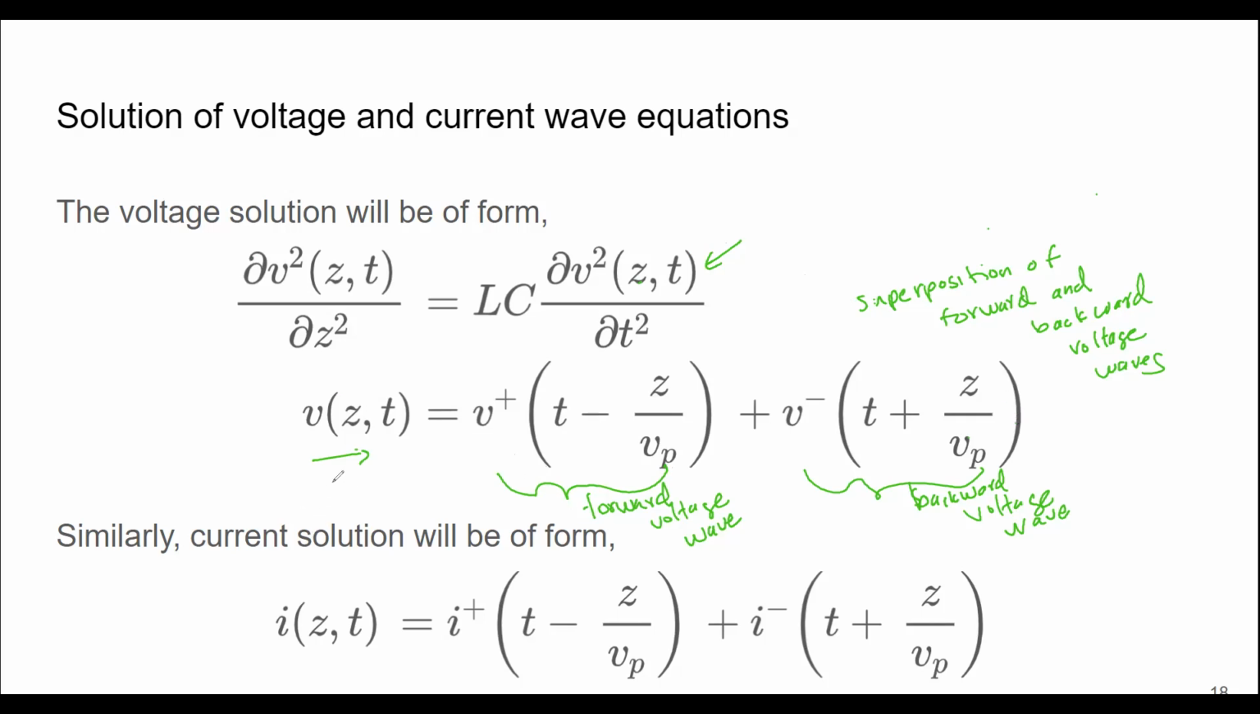Similarly, we can get the same for current also. The current at one location in the transmission line is equal to the addition of the currents going forward and coming backward, right? So we will talk about the forward going voltage and backward going voltage, right?